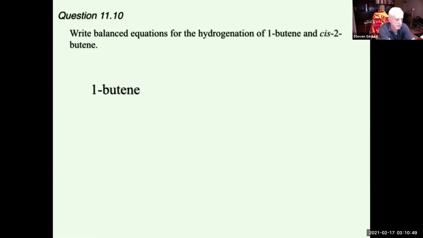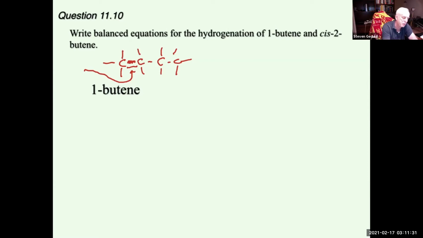Okay. Write the balanced equation of hydrogenation of 1-butene and cis-2-butene. So there's 1-butene. 1-butene is 4 carbons. Double bond at number 1. So there's a hydrogen, hydrogens, hydrogens. Okay, so we attack this double bond here. We get rid of this top bond and we add a hydrogen and a hydrogen.